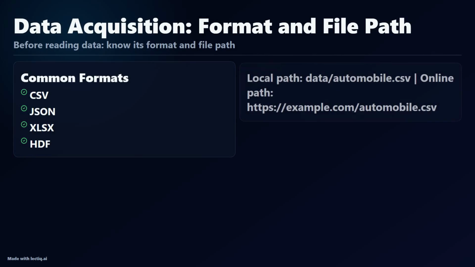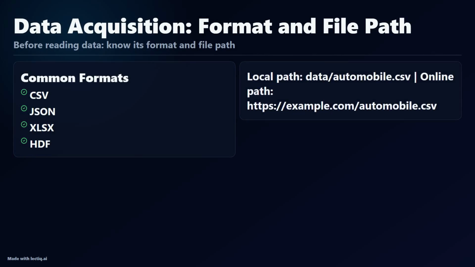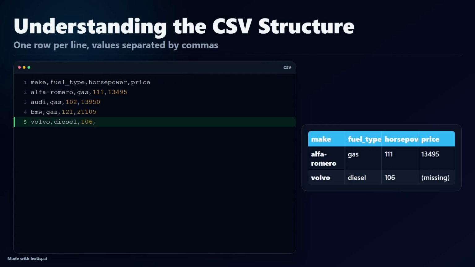Data acquisition means loading and reading data from a source into Python. Before you can do that, you need two things: the format, meaning how the data is encoded, often shown by the file extension, and the file path, meaning where the data is stored, whether that's a local folder or an online location. Here's the raw CSV we'll work with.